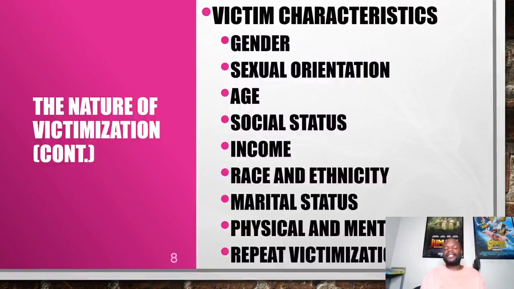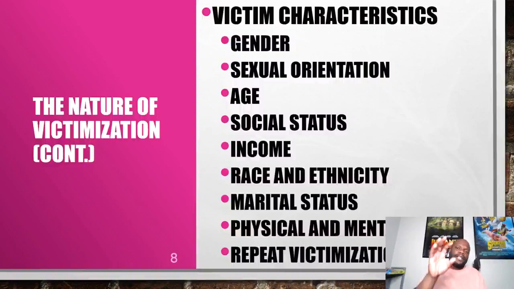Sexual orientation plays a key role. Again, if a person is in certain communities or they have a certain status, there's always the chance and likelihood of being victimized because of their status. But there's other things. For example, race and ethnicity, minorities, people of color experience victimizations at a higher rate.